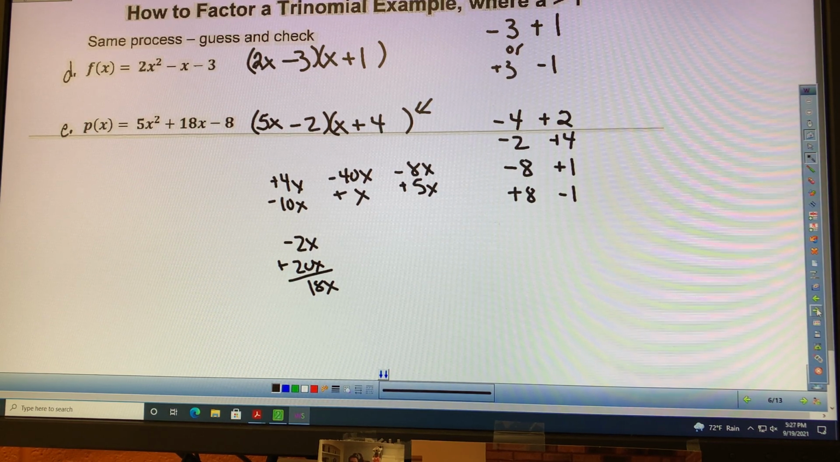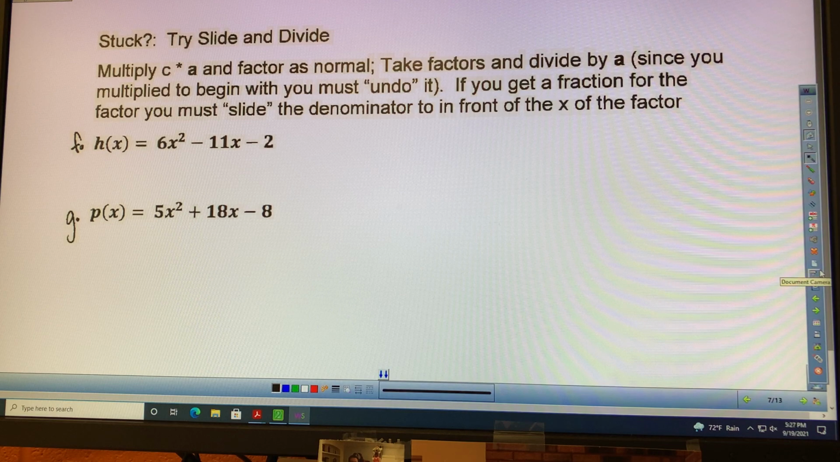Now, you can see this works, but sometimes it takes a little bit of time. So there's something that we know as slide and divide. This is where you have to follow this pattern. So here is A and B and C. So you multiply C times A and factor as normal. So you slide that over. So I'm going to be left with x squared minus 11x and then multiply A times C. So slide that A over and multiply it by C, and now I get negative 12.